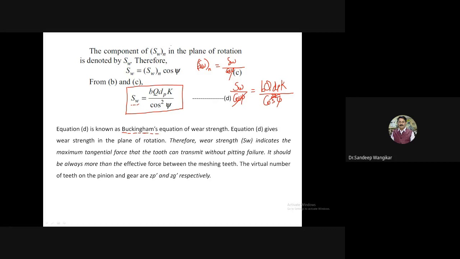It should always be more than the effective load between the meshing teeth. Here B stands for the face width, Q stands for the ratio factor, dp the pitch circle diameter, K the material constant. If both the gears are made of steel and a 20-degree full depth involute system is used, then K will be given by 0.16 into (BHN divided by 100) whole square, divided by cos square of psi.